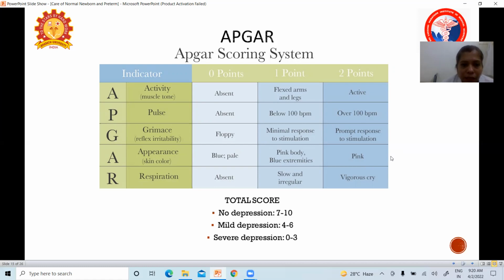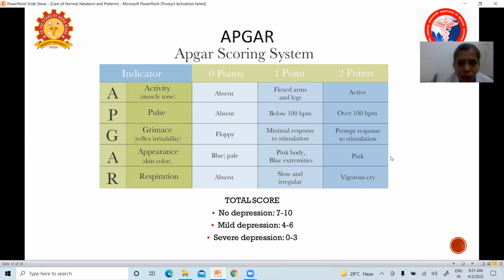Apgar is an acronym. Roughly, we can correlate A for activity, P for pulse or heart rate, G for grimace or the reflex activity, A for appearance or the color, and R for the respiratory efforts. Note down that it is not respiratory rate, it is respiratory effort. So, Apgar can be given from 0, 1, and 2. If the activity is absent, 0. Some flexion at arms and legs, then it is 1. And if there is very good flexion at arms and legs, it will be 2.